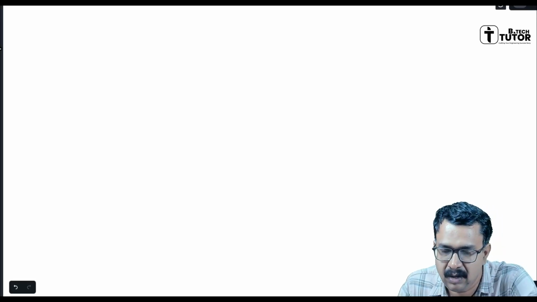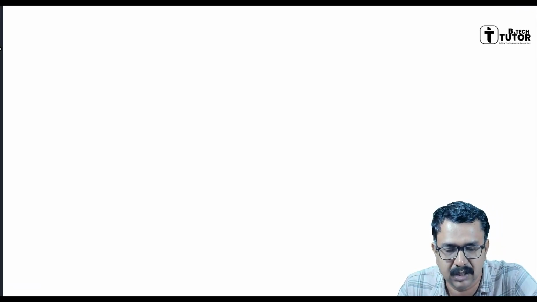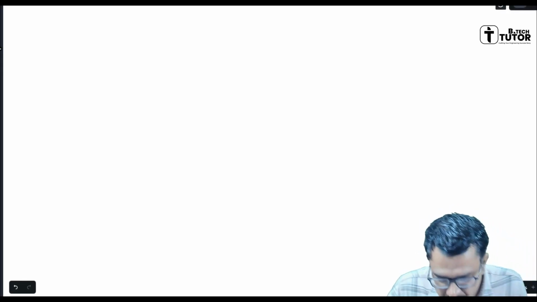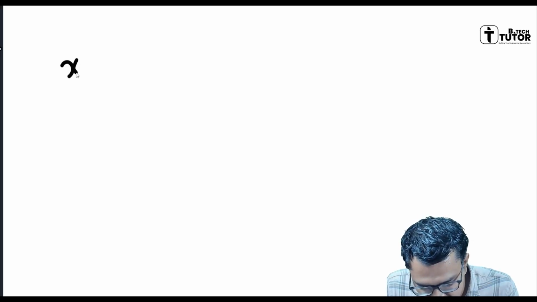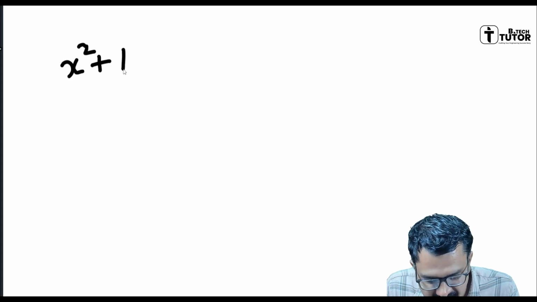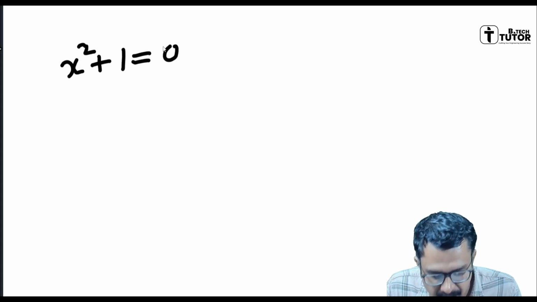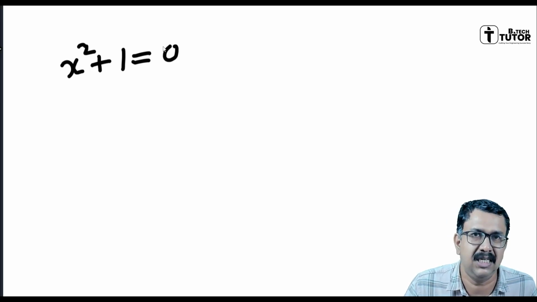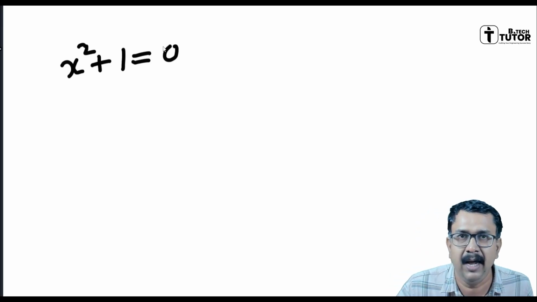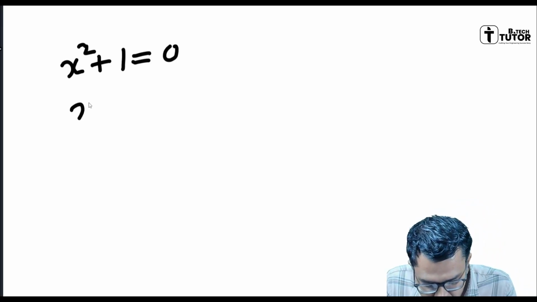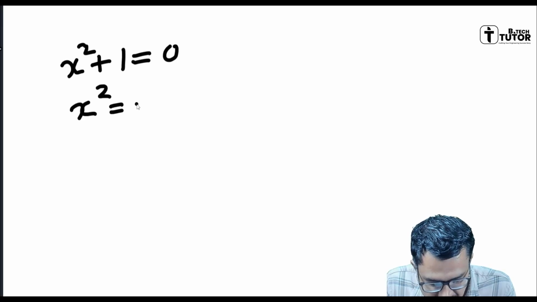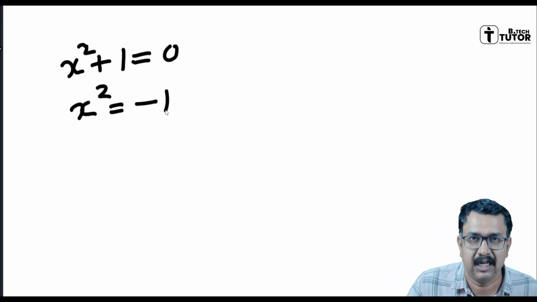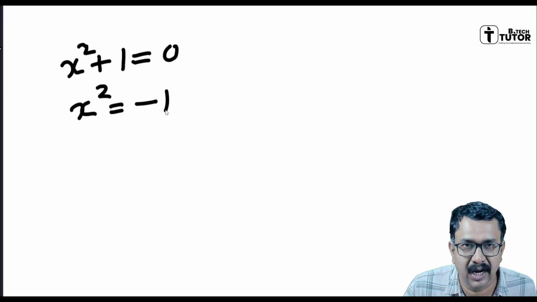What is our next question? The next question is a simple question. The second question is x² + 1 = 0. How to do this question? It's a simple question. Here we get x² = −1.